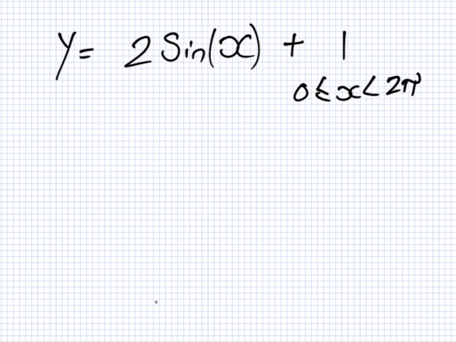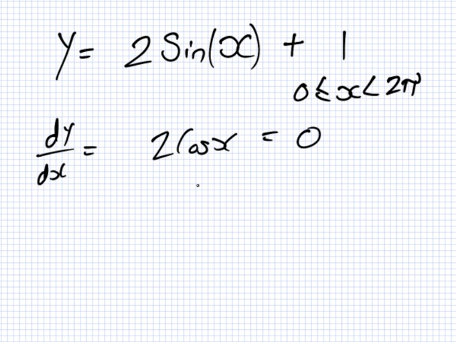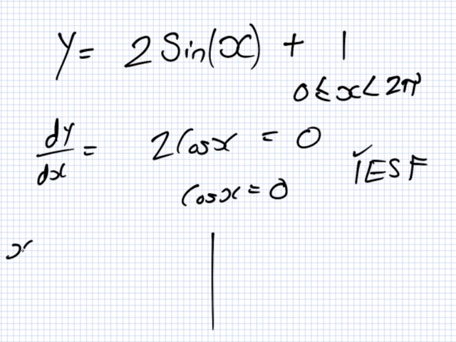Okay, let's have a look here. So the derivative is 2 cos x plus 0, and we want this to equal 0. So it means we want cos x to equal 0. So we have our inverse. First the inverse. So cos inverse of 0 is pi over 2.